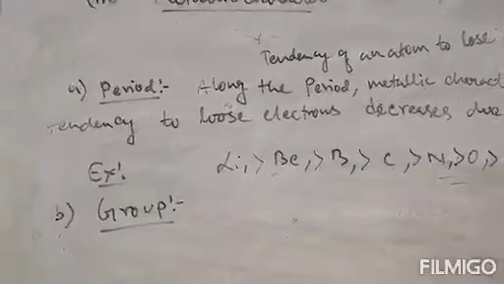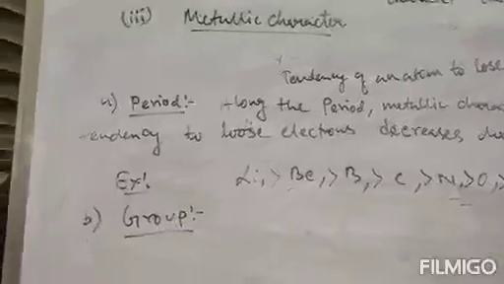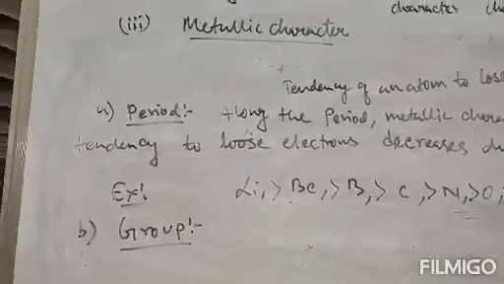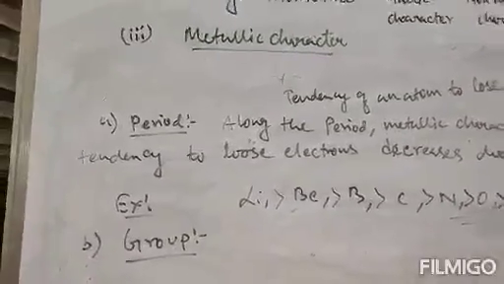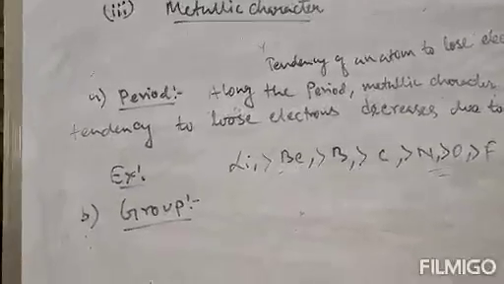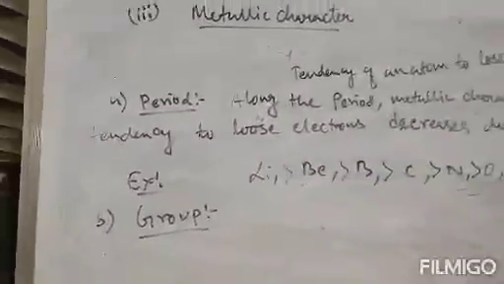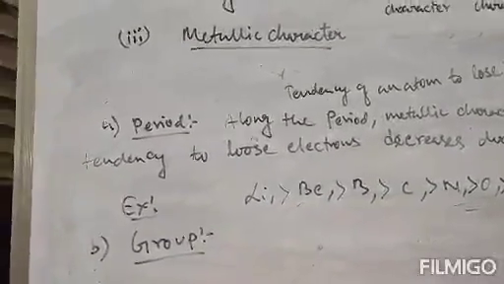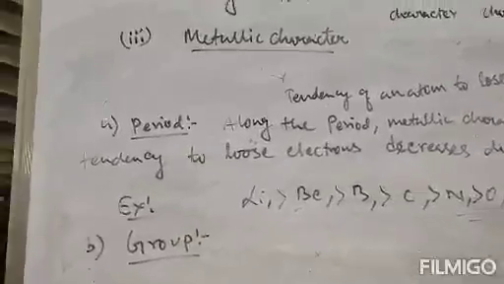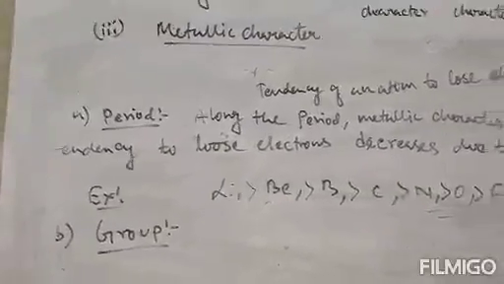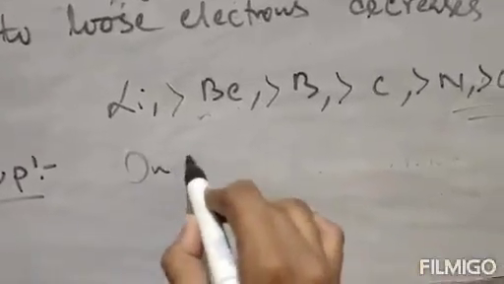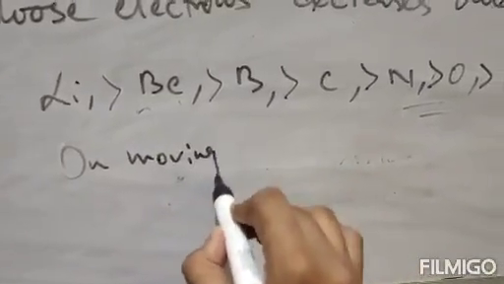Because there are two reasons for this increasing metallic character. Number one is atomic size and tendency to lose electrons. If you move downward from top to bottom, atomic size will increase and tendency to lose electrons also increases. That's why the combined effect is that metallic character will increase.